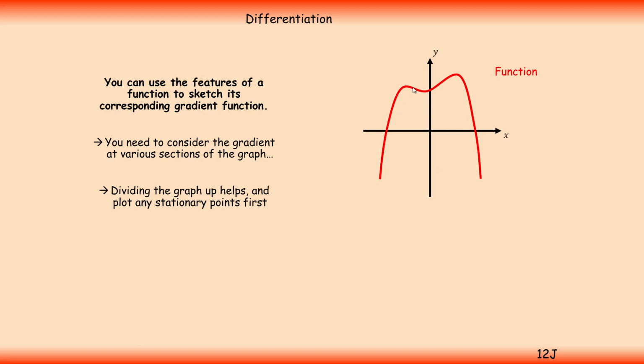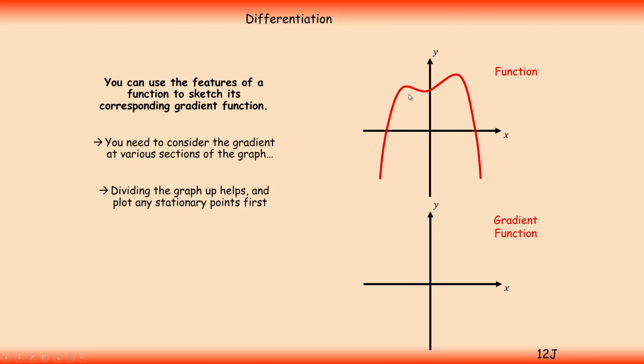Right, so we're going to do exactly what it says on the tin basically. We're going to consider a function and then we're going to sketch its gradient function. So if we consider this function here, we're going to look at what happens along the curve to its gradient. So we need to have a gradient function that we can sketch.